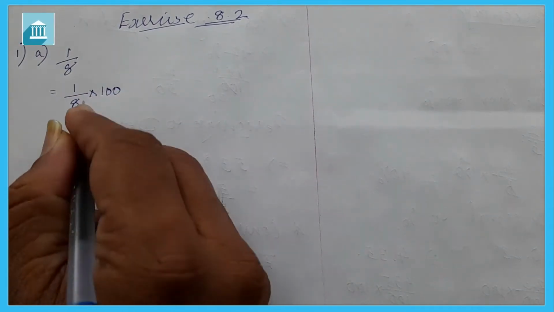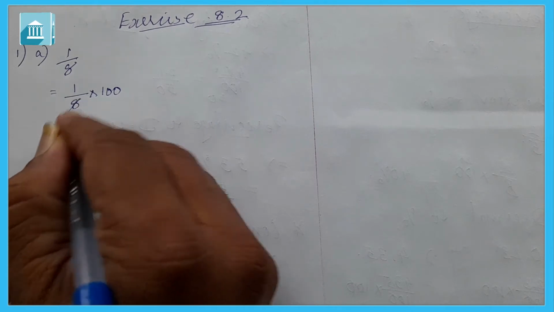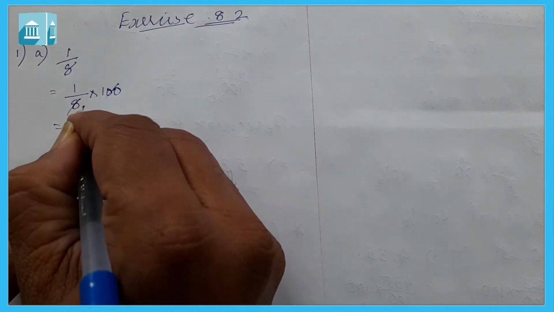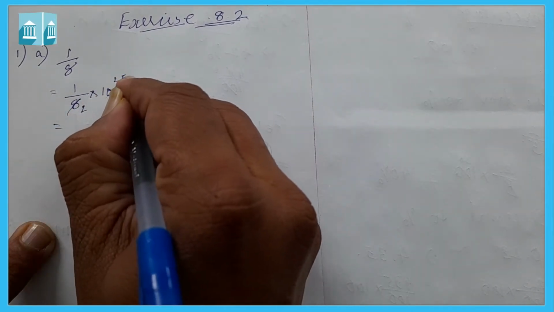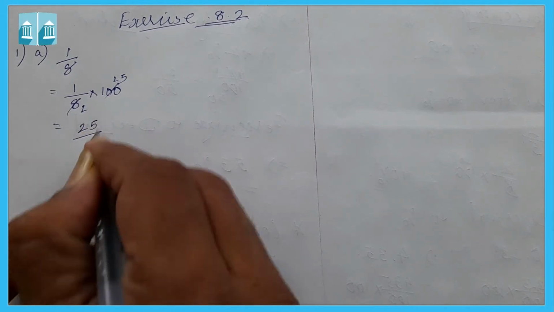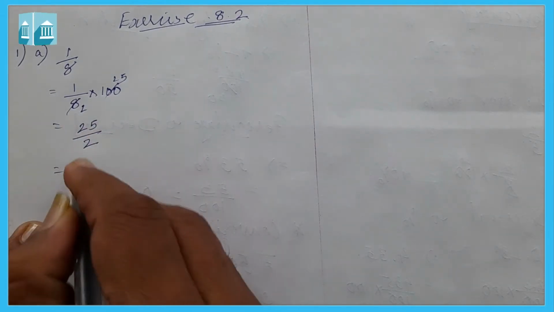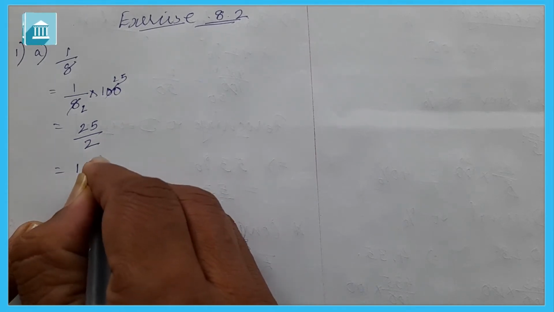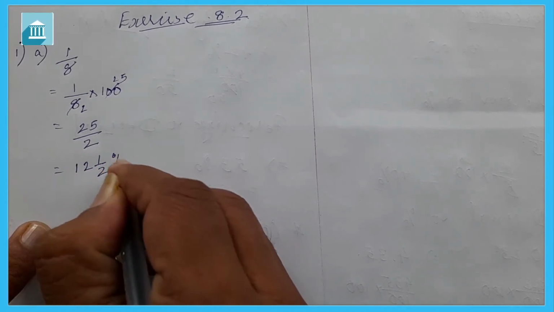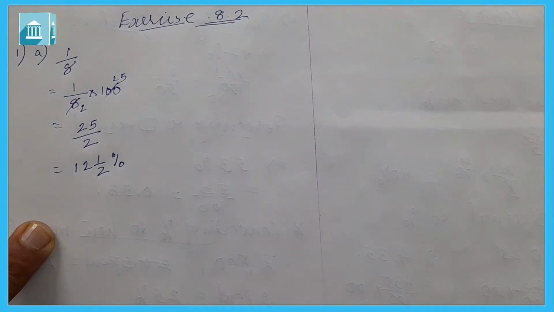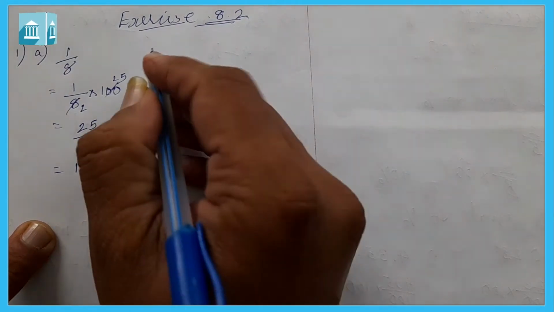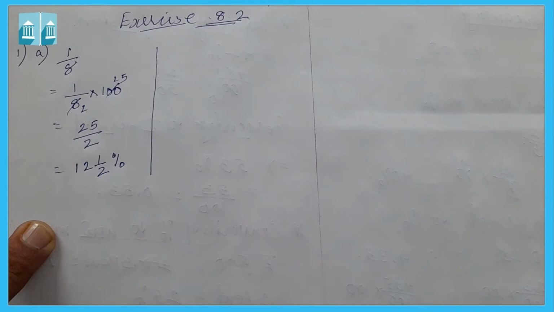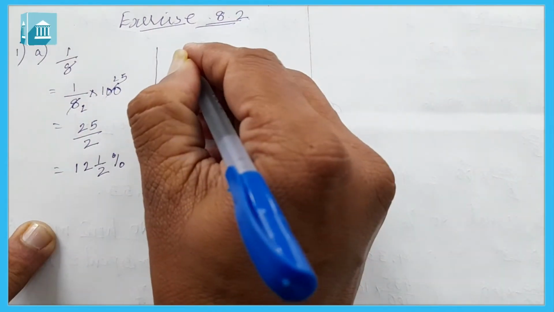So when we multiply it, 4 twos are 8 and 4 twenty-fives are 100. So it is 25 upon 2, which will be 12.5, or you can say 12.5%. Now question numbers B and C you can do at home. Let us do question number D.